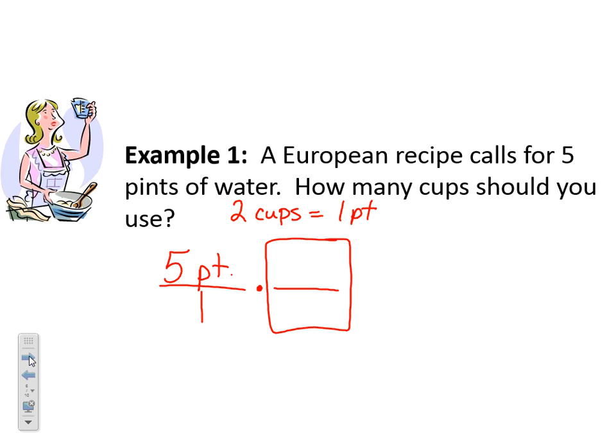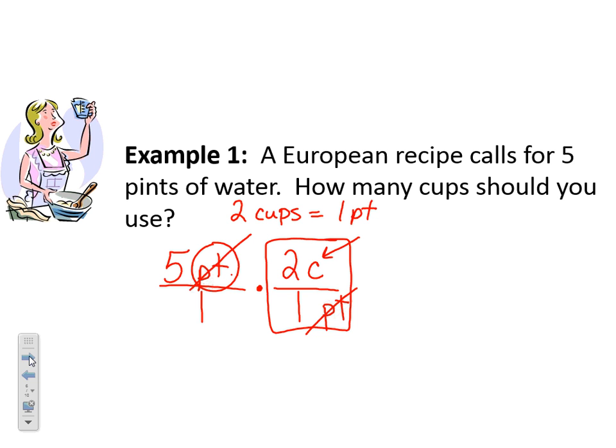Now to think about where we would write this, I was given something in pints. Pints is in the numerator, so I'm going to put pint in the denominator. And I'm going to write this true fact that 2 cups is the same thing as 1 pint as a fancy form of 1. 2 cups is equivalent to 1 pint, so it's the same thing over the same thing. Therefore, we're multiplying by 1. But because pints is in the numerator and the denominator, they simplify away. And what we have left is cups.